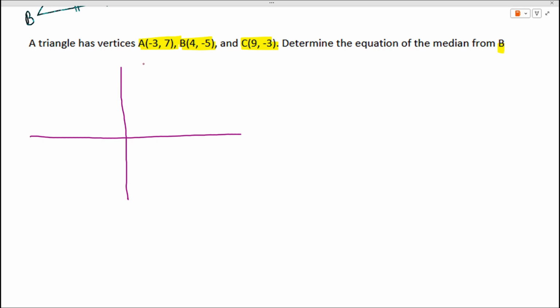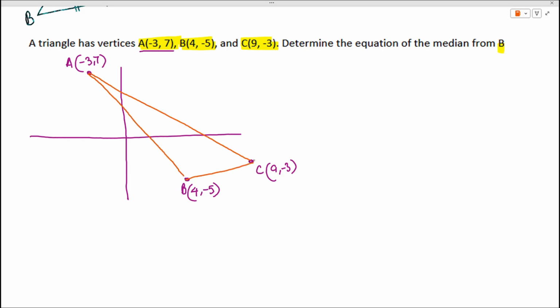to solve the question. So point A is negative 3, 7, somewhere over here. So this is point A. Point B is 4, negative 5, somewhere over here. And point C is 9, negative 3, somewhere over here. Now from this, we are going to draw a triangle. So we'll connect all the 3 points, and we have an approximate triangle.